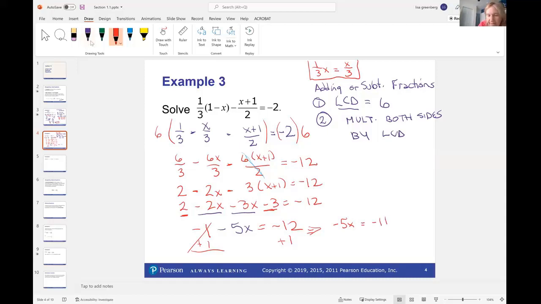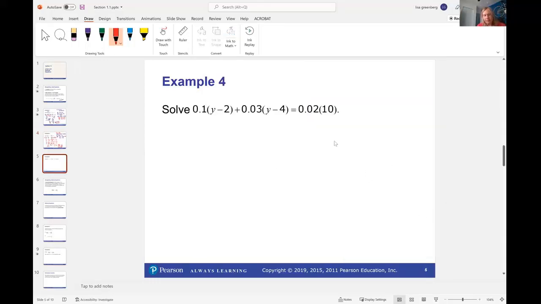And then I'm going to divide both sides by -5. The -5 and the -5 cancel, and I get x equal. Now, the way that signs work for division is exactly the same way they work for multiplication. So a negative times a negative is a positive, and a negative divided by a negative is positive. So basically, these negatives cancel, and I just end up with x equals 11/5.